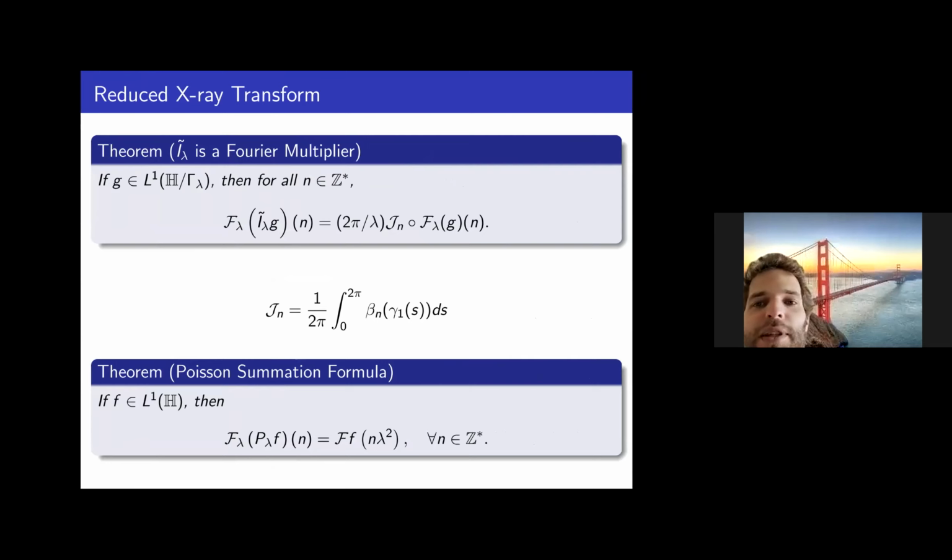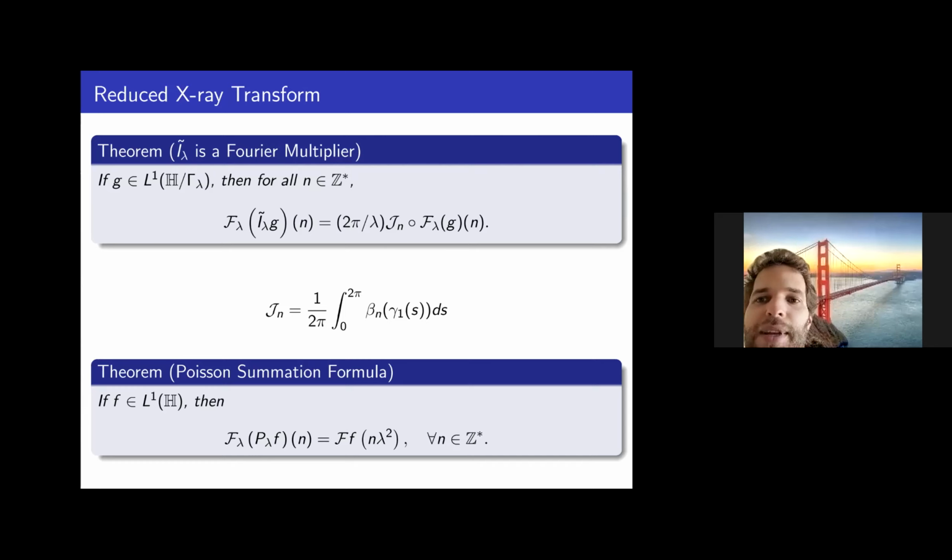So breaking down the X-ray transform into this I tilde and into this P lambda, it becomes a little bit more digestible. This I tilde is actually a Fourier multiplier in a generalized sense. And the Fourier multiplier corresponding to it is exactly this operator valued Bessel function J. And the reason why I'm calling it an operator valued Bessel function at the moment is just because it's an integral over a family of unitary operators over a compact set, over a circle, which is analogous to the way you could define a Bessel function as integration of a plane wave over a circle.